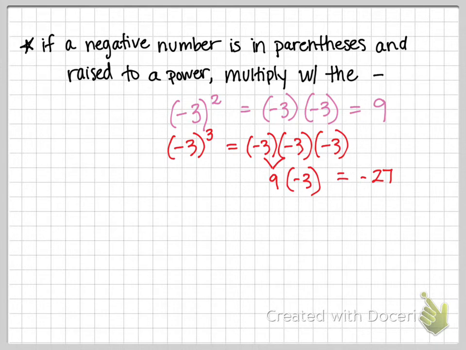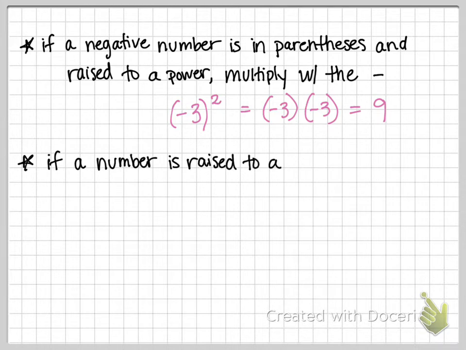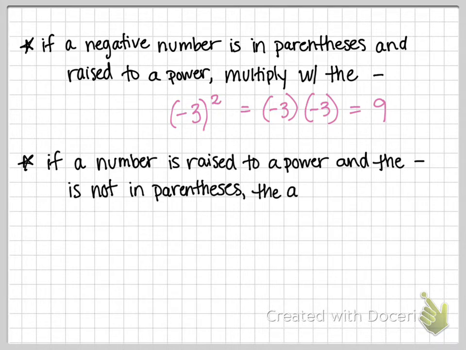John: So for the one in D, negative 3 in parentheses squared, that just means you have to write that 2 times.